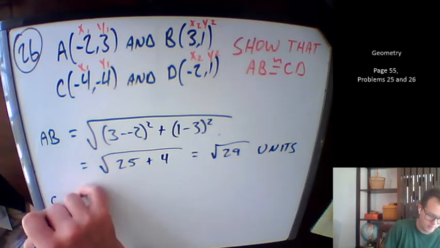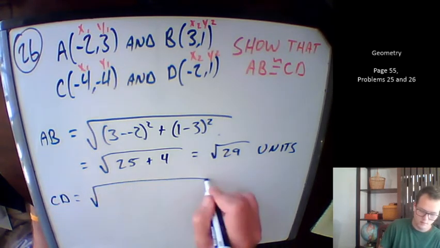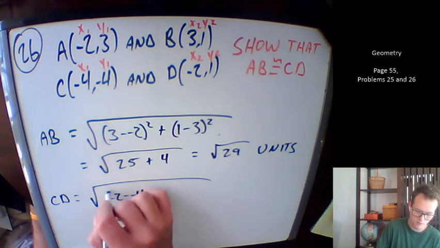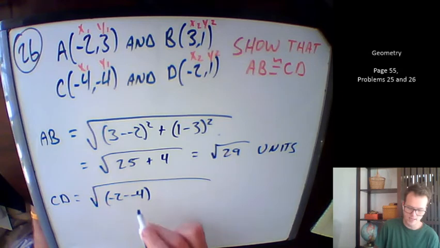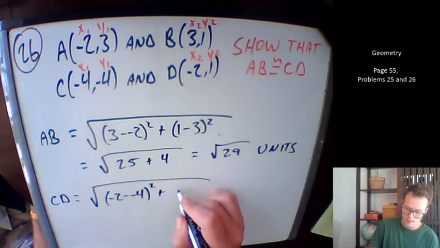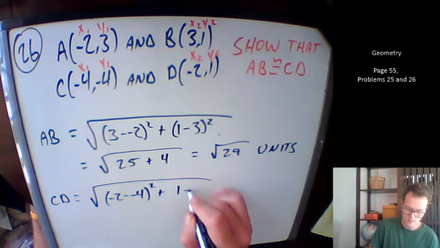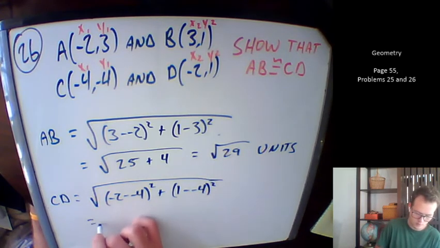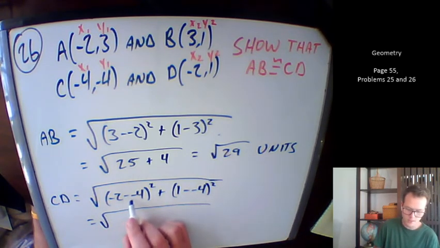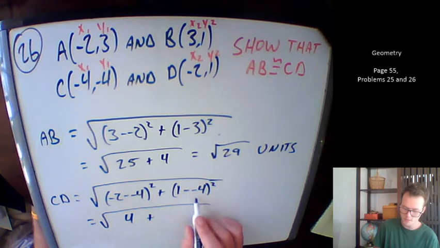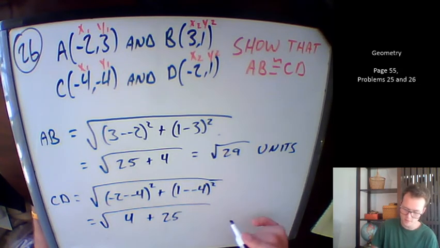Let's find out. CD, again, big square root, x2 minus x1, so we have -2 minus -4. This is funky, so it's a negative, and we're going to add, and it's going to end up being positive here, and that's going to be squared. And then y2 minus y1 is 1 minus -4, squared. Okay, -2 plus 4 is what this turns into. That's going to be +2. +2 squared is 4, plus 1 minus -4, that's going to be 5. 5 squared is 25. Oh, hello, I see where this is going.